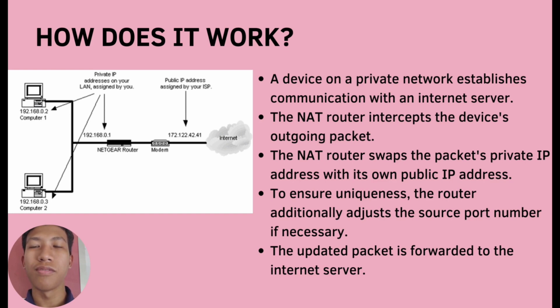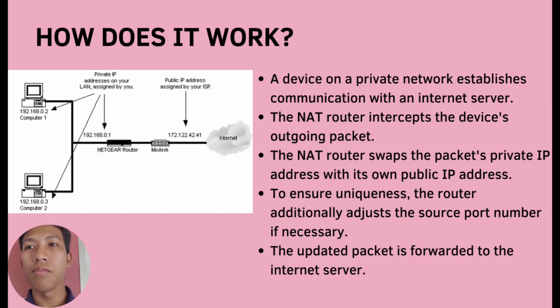Next, the network address translation router will swap the packet's private IP address with its own public IP address. Furthermore, to ensure uniqueness, the router will additionally adjust the source port number if necessary. Lastly, the updated packet is forwarded to the internet server.